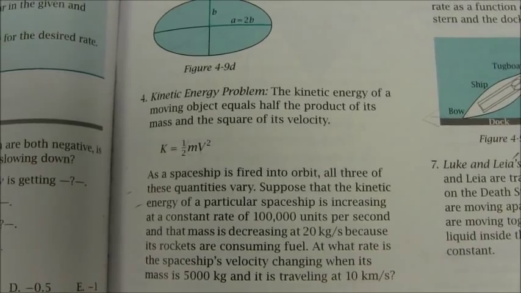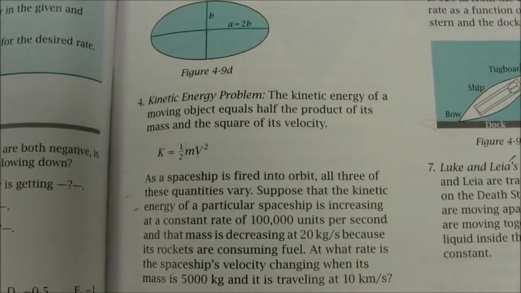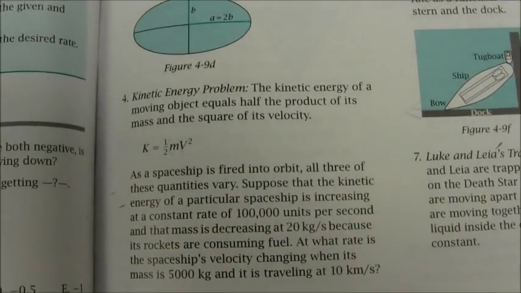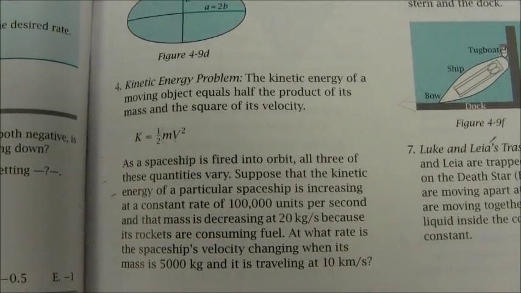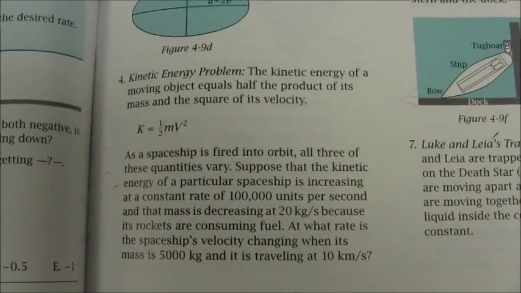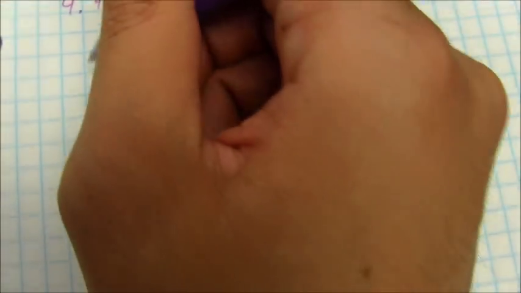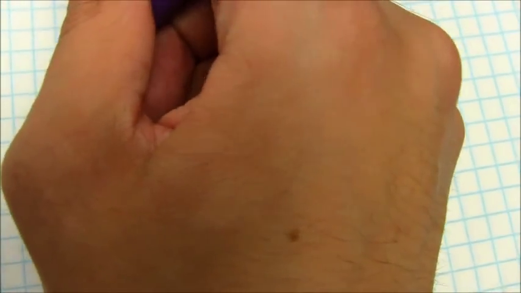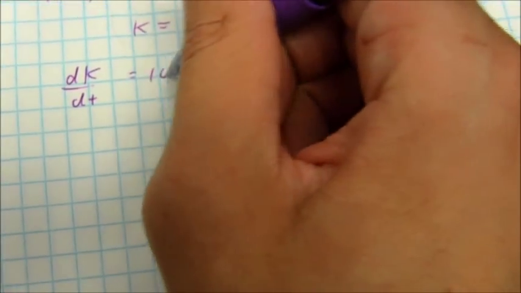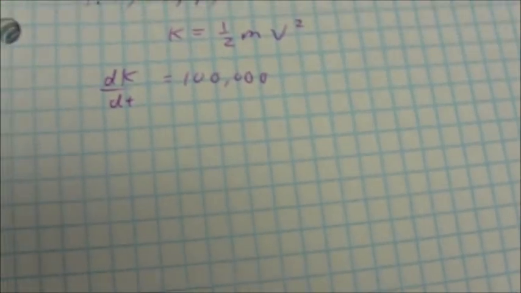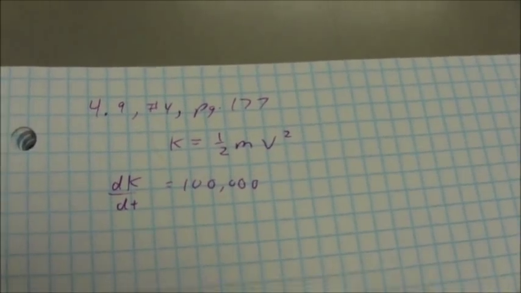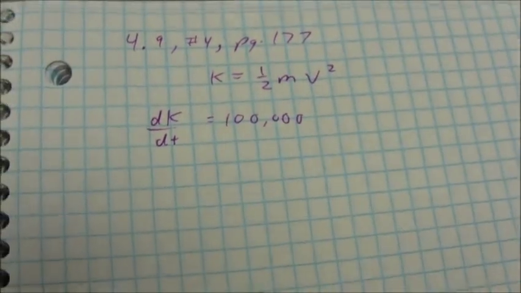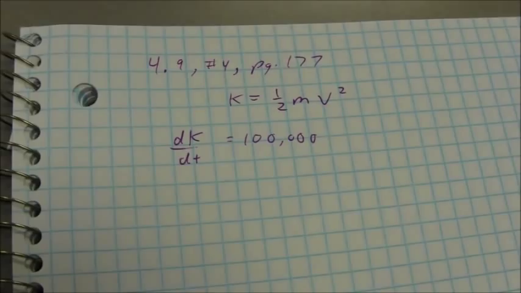Looking through here, the kinetic energy is increasing at a rate of 100,000 units per second. That's the change in the kinetic energy. So that is going to be a value of dK/dt is equal to 100,000, and I'll annoy every science teacher in the world by leaving out the units for the time being, but we will go back and look at that at the end.